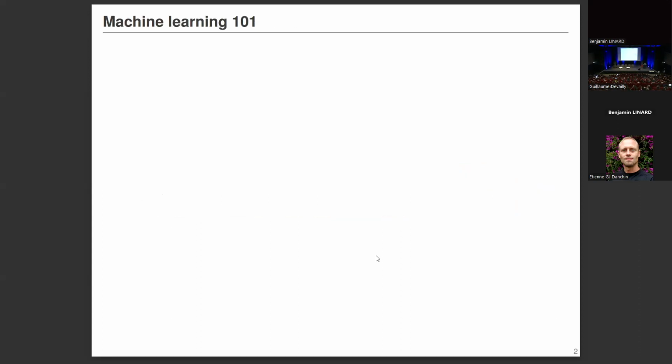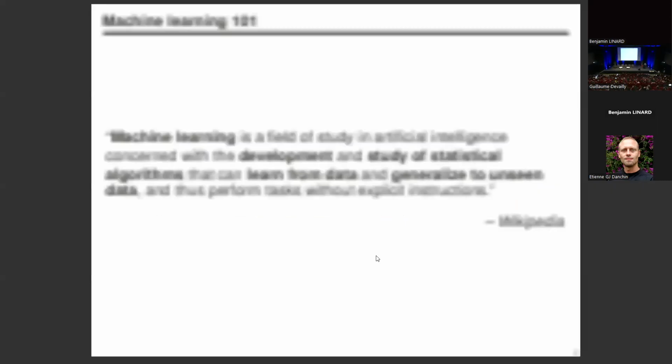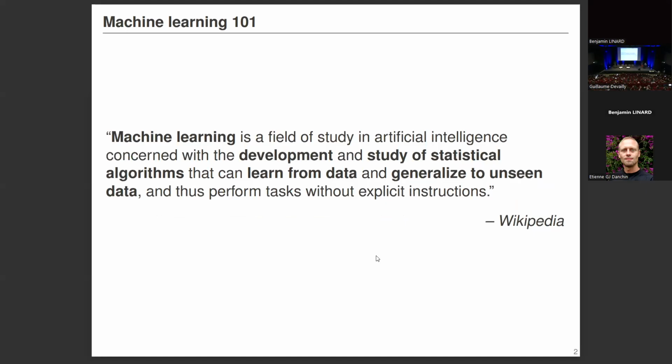So machine learning, what is it? Of course, as anyone, I went on Wikipedia to find the definition. And Wikipedia tells us that it's a field of study of artificial intelligence concerned with the development and study of statistical algorithms that can learn from data and generalize to unseen data. I think at this point, almost everyone knows what machine learning is, but it's all the algorithms that typically work very well when you have a large corpus of data too complex to analyze by hand.